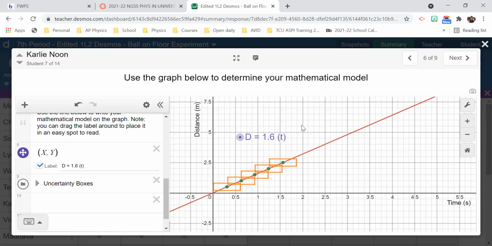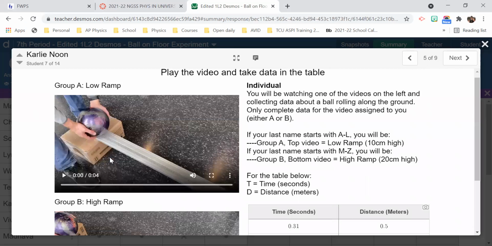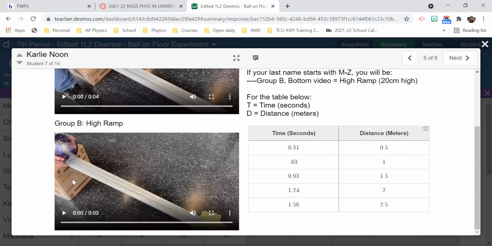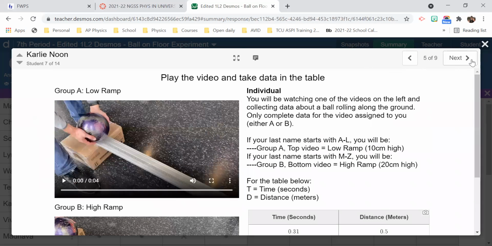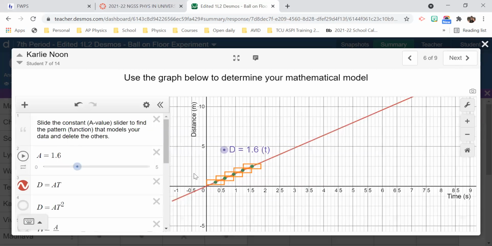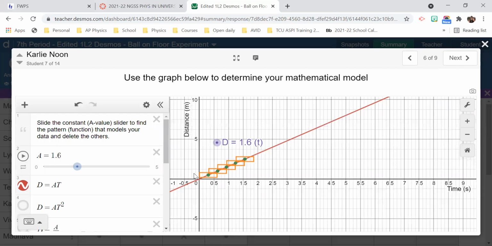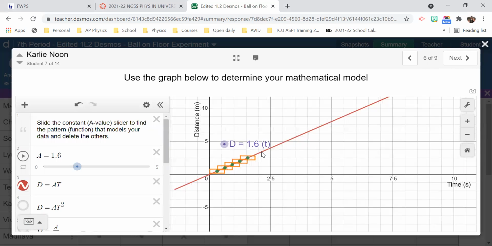And remember, if you had the lower video, then it's starting from a higher position. So you will have a different A value. And that was the whole point of you having the data discussion, is to figure out why some of you have larger A values than others. So hopefully with us talking about it with this video, you'll get it.